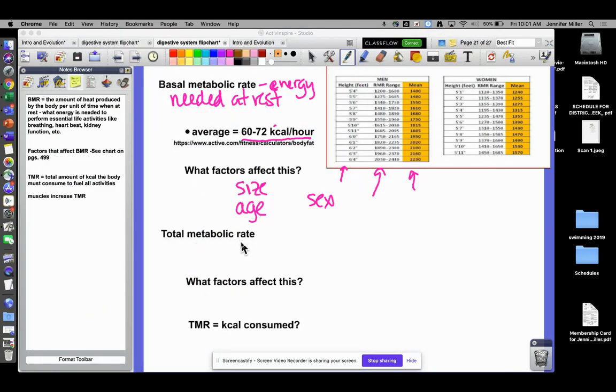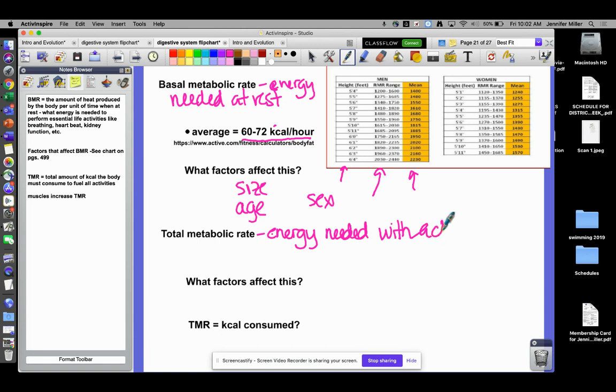Okay. Now, we have a total metabolic rate also, and the total metabolic rate is basically energy needed with activity. All right, so how much energy do I need to sustain me, including the activity that I do? So obviously factors that affect this are how much activity and what type of activity, and muscle mass, because muscles need more calories than no muscles.